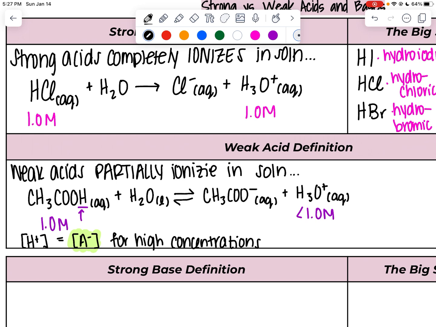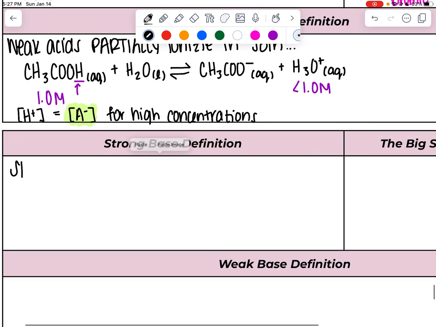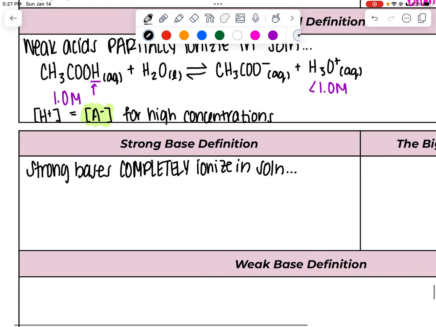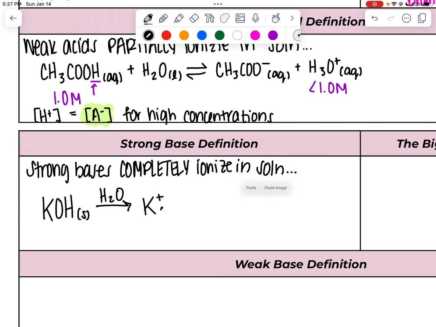So, the strong acids and strong bases are basically the same definition. Strong bases completely ionize in solution, just like our strong acids do. So in this case, let's say you had a strong base like potassium hydroxide. You took this solid and you dissolved it in water. What's going to happen to it? Well, it's going to completely break apart. It's going to completely ionize. It's going to form K+, the potassium ion, and the hydroxide ion.